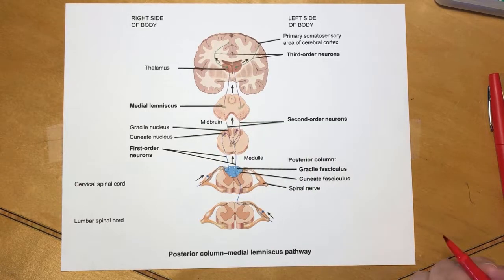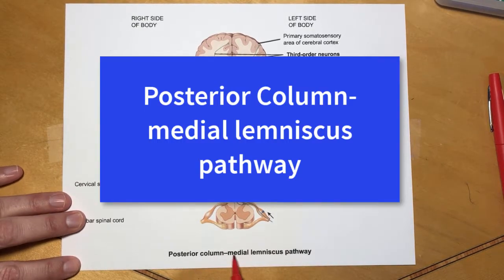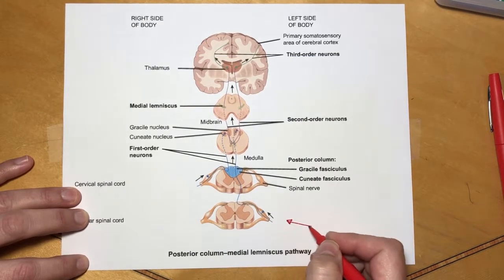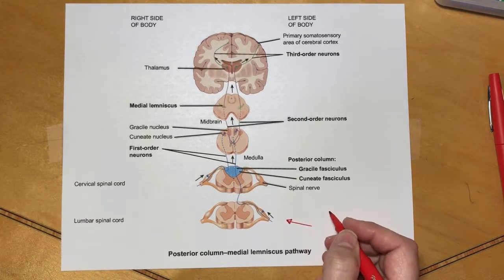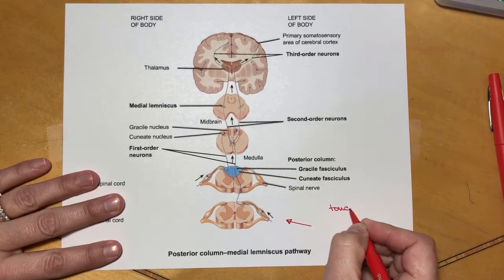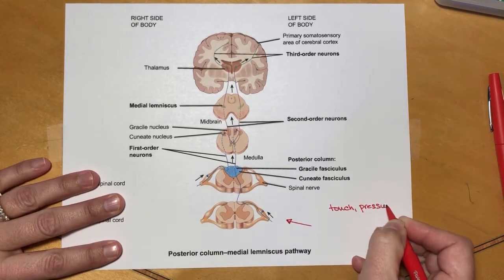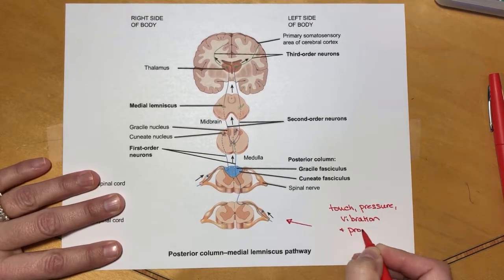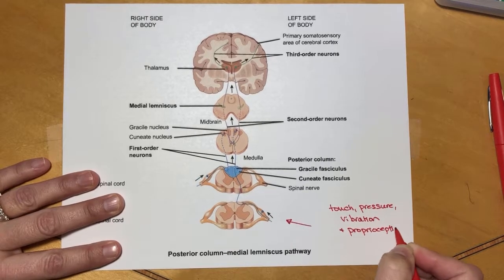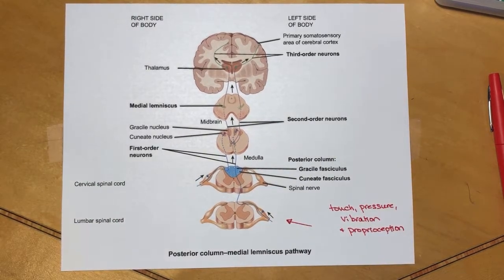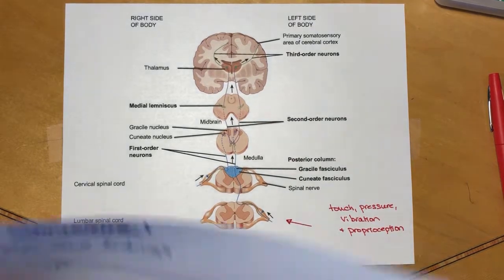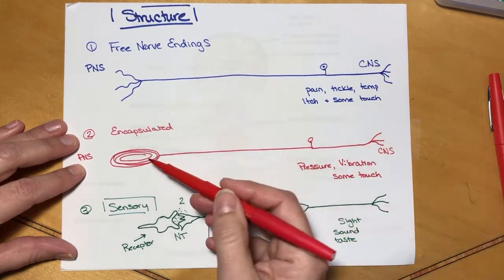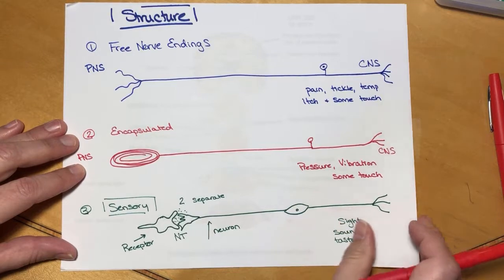The first one we have already talked about. This is the posterior column medial lemniscus pathway. The sensory information is going to come in from the periphery, and this is going to be information on touch, pressure, vibration, and some proprioception. And if you remember, the types of receptors that are responsible for this type of information are those encapsulated receptors. So an encapsulated receptor is going to pick up these sensations.